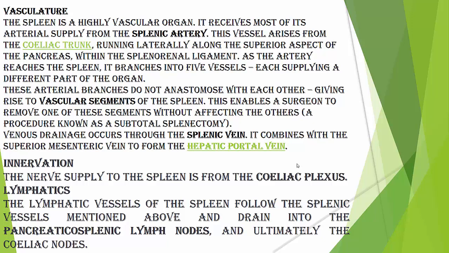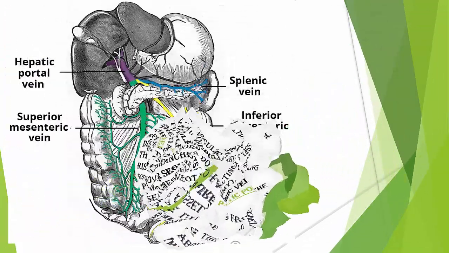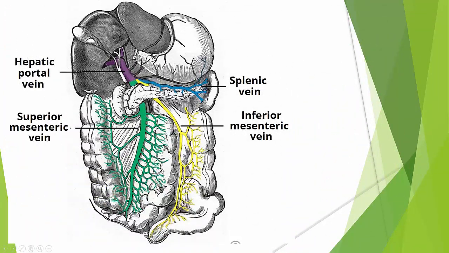Spleen is supplied by the splenic artery. The nerve supply is the celiac plexus. The lymphatic drainage is the celiac lymph nodes. This is how the vasculature of the spleen is.